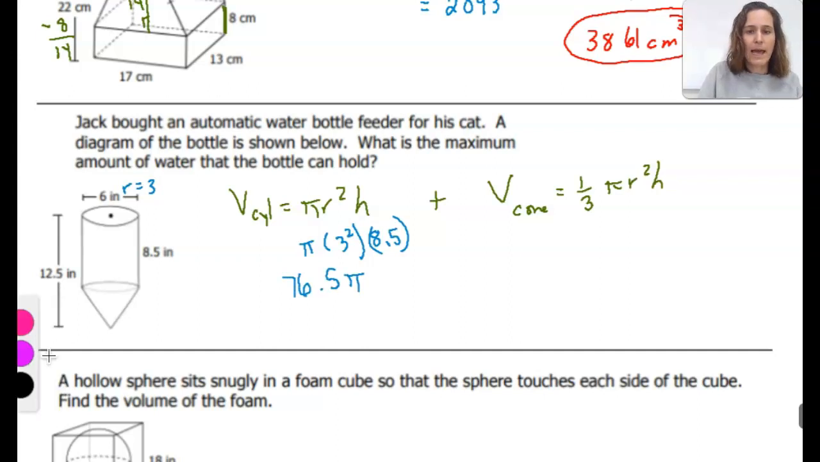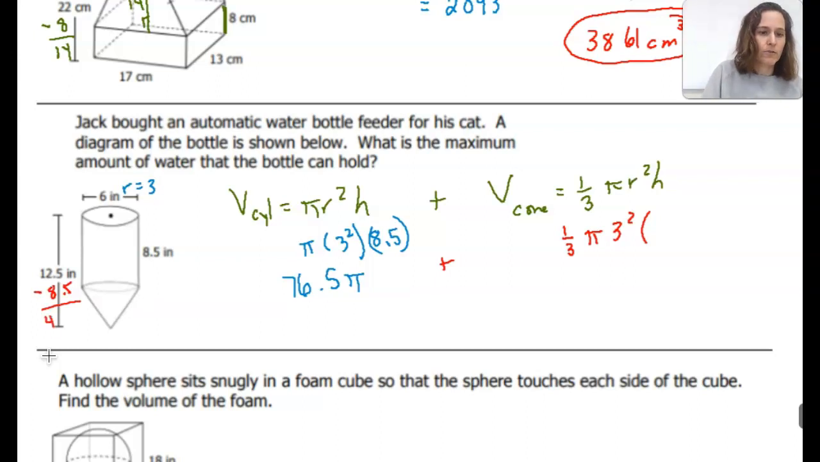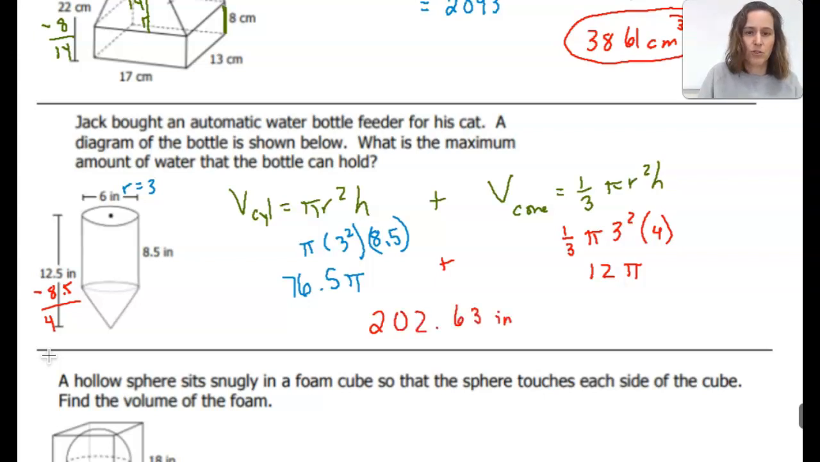We're going to add that answer to the volume of the cone, which would be 1/3 pi. Well, we already know that the radius is 3 again, and then the height of the cone, we have to figure that out. So we would have to subtract 8.5 from 12.5, and you would get a height of 4. When you simplify that in your calculator, you would get 12 pi. Now we need to add those two answers together. So 76.5 pi plus 12 pi would be 202.63 inches cubed.